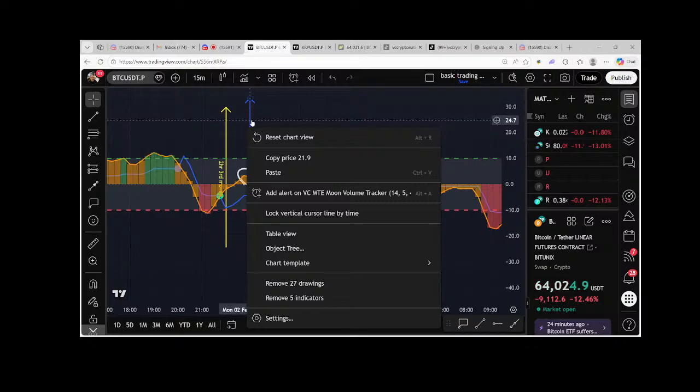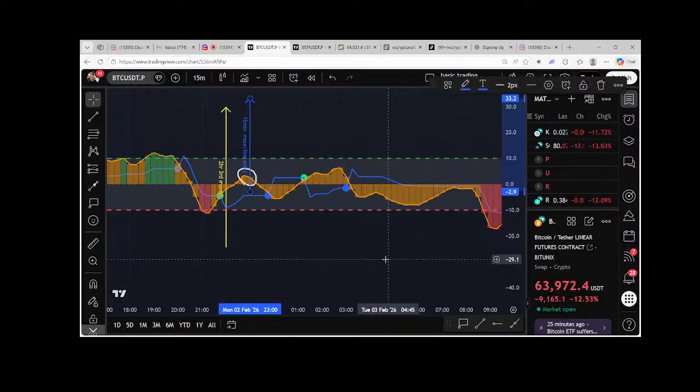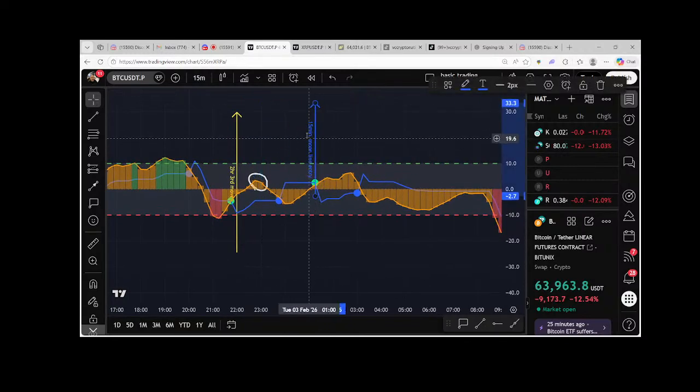And it's going to be very simple. I'm going to write on here. This is going to be the 15-minute moon line entry. Okay. Copy. Copy. Paste. Control Z.